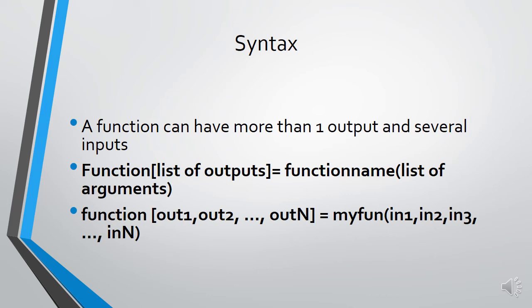A function can have more than one output and several inputs. The syntax of declaring a function is you use the keyword function, which is a reserved word in MATLAB. Then you can put your list of outputs separated by commas. Then you put the equal sign. Give it a name. The function name should be self-explanatory of what your function does. Then the list of arguments or parameters, which are the input to the function for processing to give you the output. This you need to master as you'll be expected to be able to create your custom functions in MATLAB.